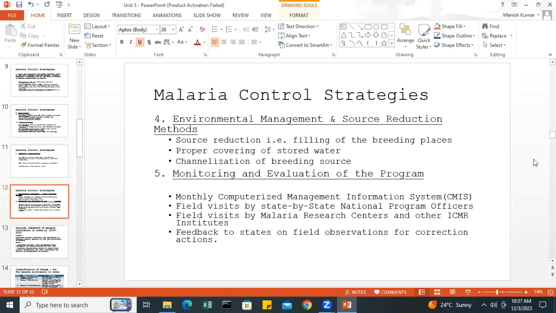So there is an MIS which has to be shared on a daily basis with the central government and the state government. Whatever cases are coming, they have to be put into the management information system. And then, as I said, field visits are undertaken by a state team and national team to look into the preparedness and all things which are being done. Field visits by malaria research centers, NIMR, as I said, and other ICMR institutes. And then feedback is given to the state based on the field observations to take corrective action.